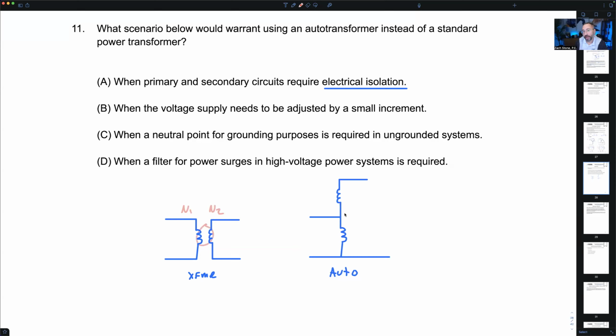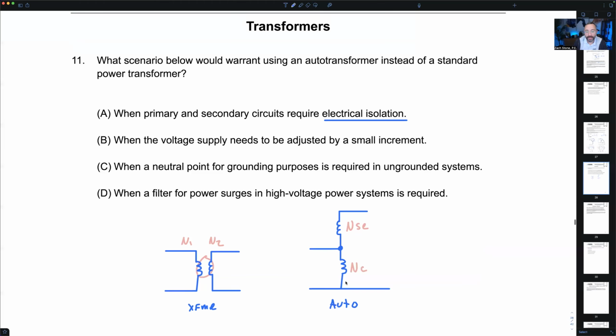Do I have an air gap on my auto transformer? Here's my common winding. Here's my series winding. I don't, right? Look, these are physically connected. They're electrically connected. The conductors are touching. So would I ever use an auto transformer when I need electrical isolation? No way, right? Auto transformers don't have electrical isolation. It's one of the disadvantages. So they can eliminate A.